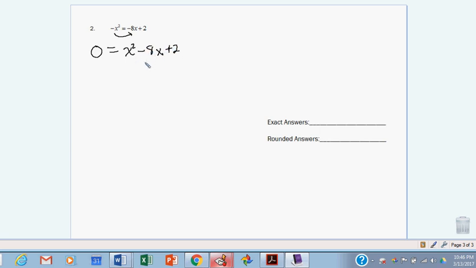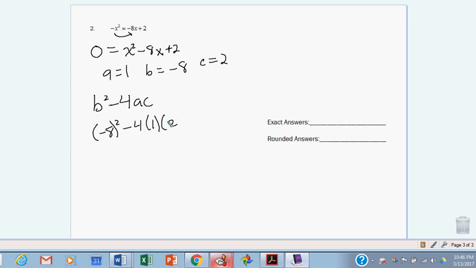Okay, so now we're going to practice getting our discriminant. So a is equal to 1, b is equal to negative 8, and c is equal to 2. So when I do my discriminant of b squared minus 4ac, I have to put the b in parentheses because I'm going to multiply it by itself. Minus 4 times 1 times 2. So what we got here is a good old 64 minus 4 times 2 is 8. So that looks like 56. Okay, so my discriminant this time is 56.